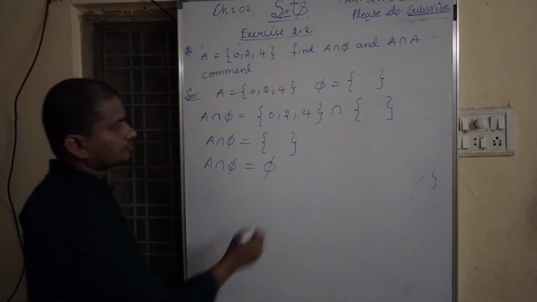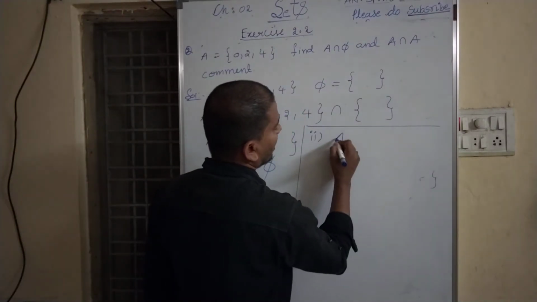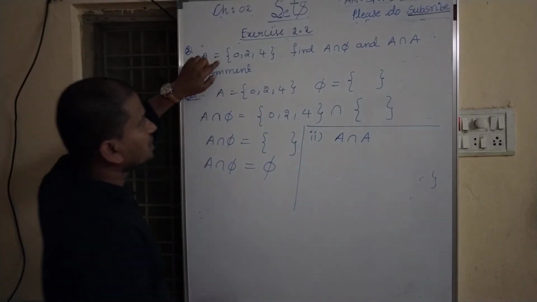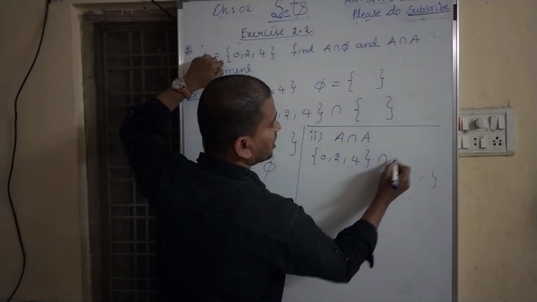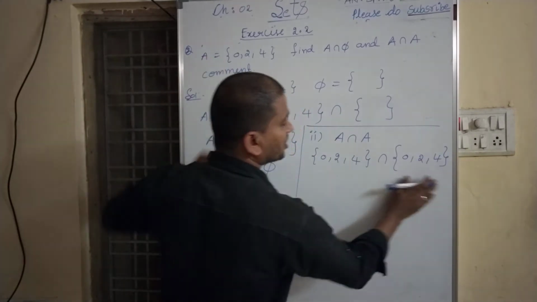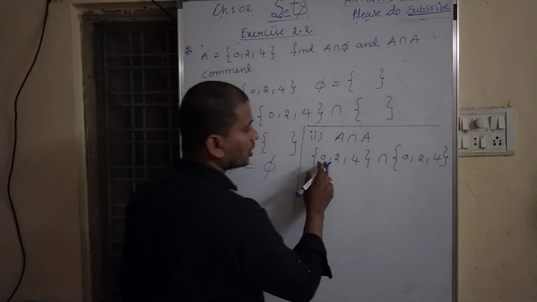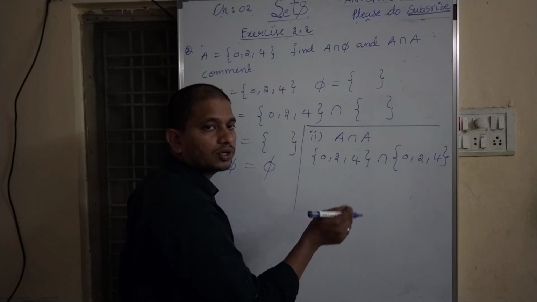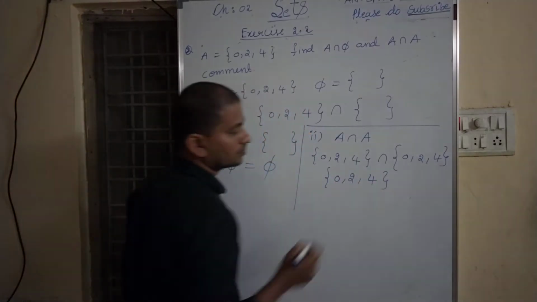Coming to the second one. Second question, find A intersection A. What is A here? A is 0, 2, 4. Intersection again 0, 2, 4. Intersection is nothing but common elements. So the common elements in both the sets, 0, 2, 4 is common. So we got again 0, 2, 4.